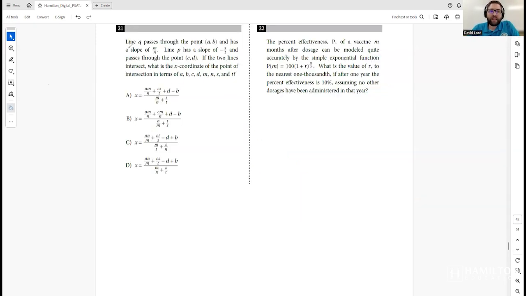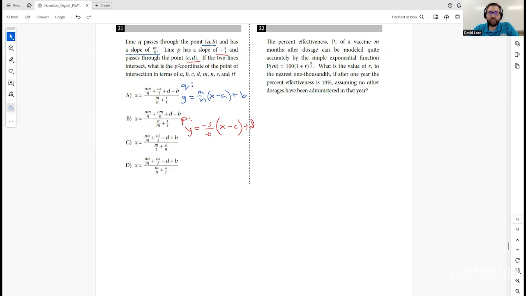Question 21. Line Q passes the point A comma B and has a slope of M over N. Well, sounds like point slope form to me. So we want to do y is equal to M over N, x minus A, plus B. Line P, use a different color. It has a slope of negative S over T and passes the point C comma D. So again, y is equal to negative S over T, x minus C, plus D.